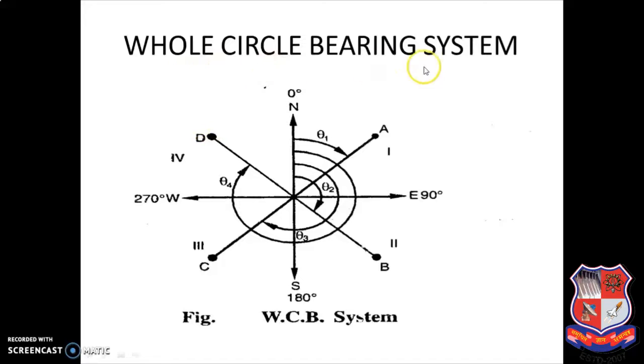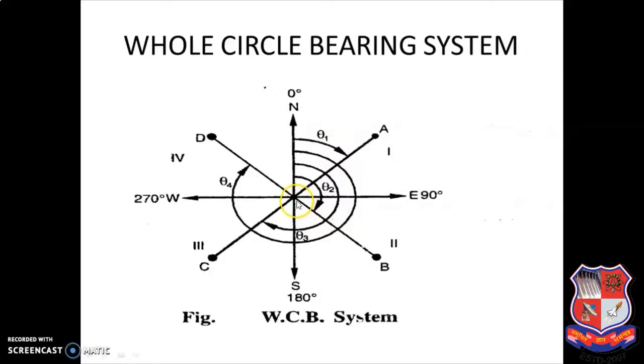So this is the diagram of the whole circle bearing system. You can see here 0 degree is mentioned, it is the north direction. Then 90 degree is mentioned in this direction, south 180 degree, west 270 degree. And these are your survey lines OA, OB, OC and OD. The OA line lies in the first quadrant, and this is the angle theta 1 which the OA line makes with the north direction.